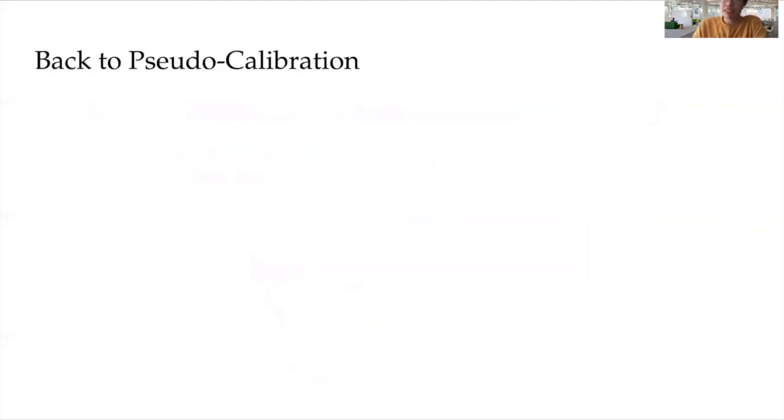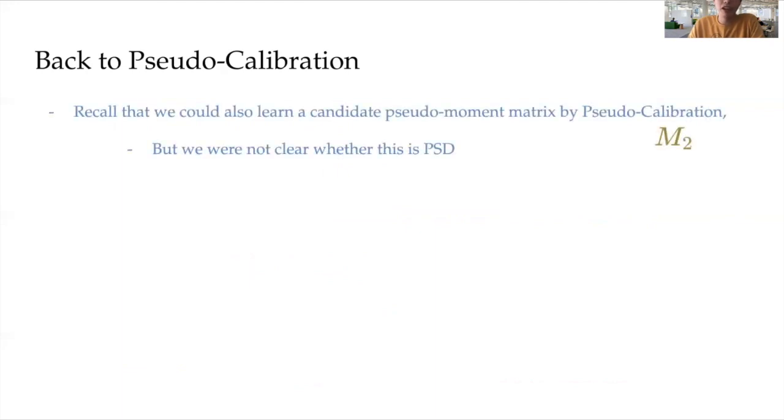But before we fix this matrix, let's go back to pseudo calibration again. Recall that we learned a candidate moment matrix M2 from pseudo calibration, but we just don't know whether M2 is PSD or not.